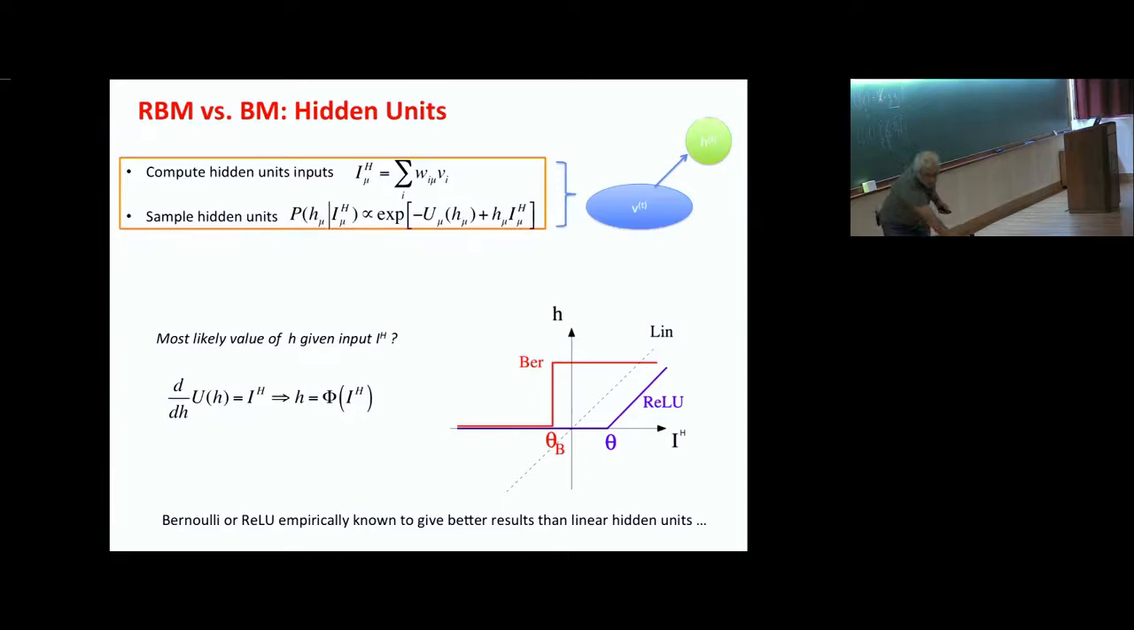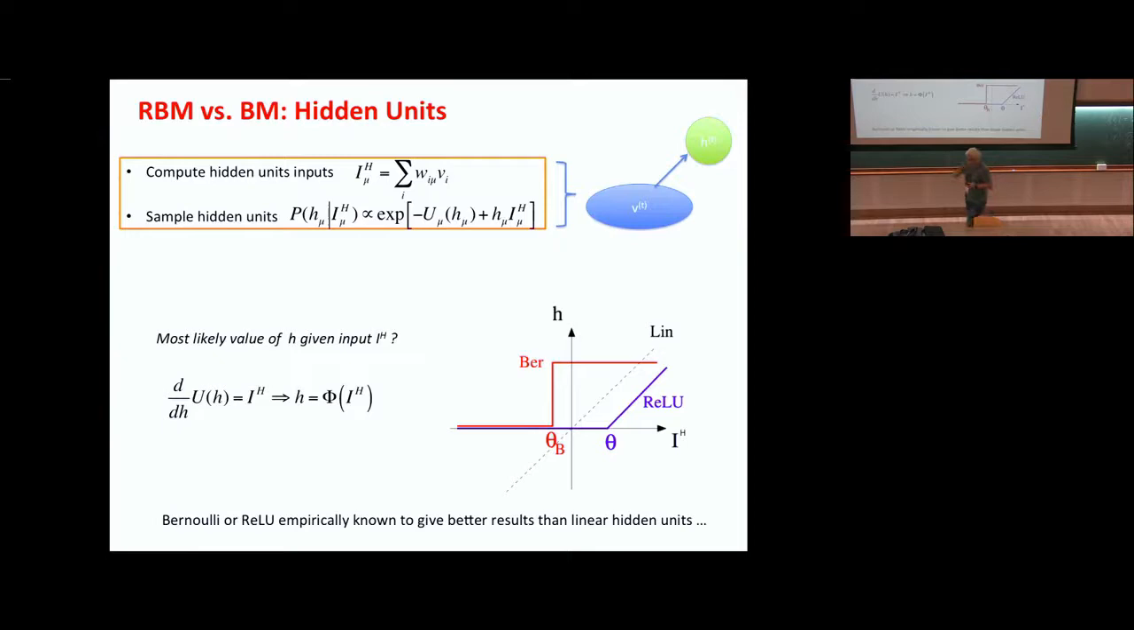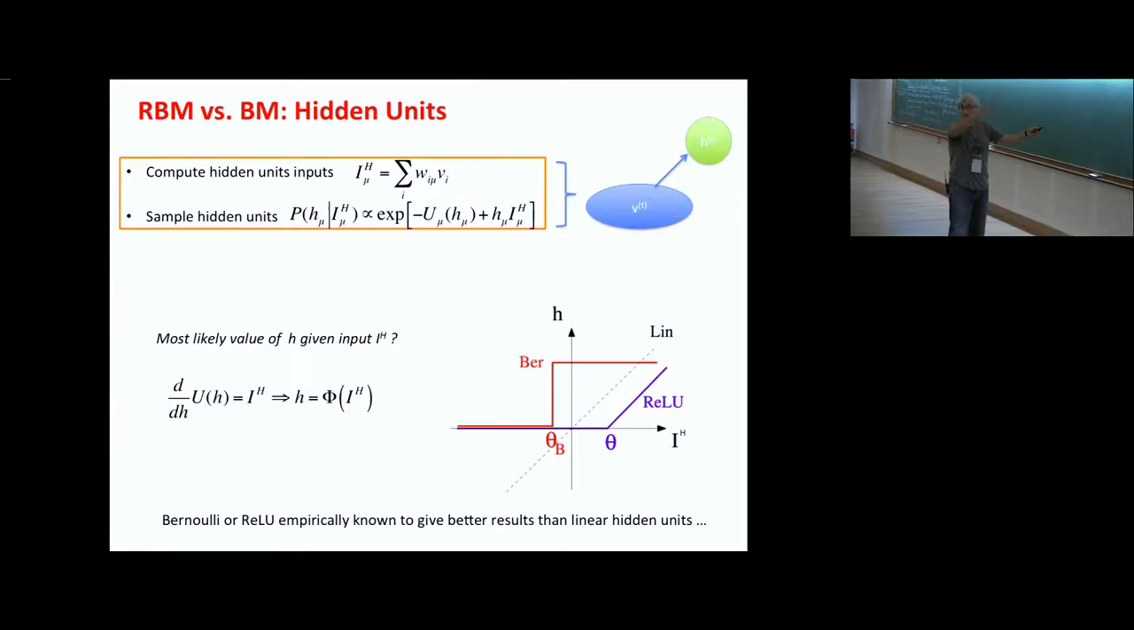So for instance, suppose I am freezing the visible unit configuration, and I'm looking at the hidden units. So I want to sample H mu from this distribution, right? This is what I explained before. This distribution will have some top value, so it will be maximal for some H mu, which maximizes the exponent here. Let me see where the maximum is. It's when the derivative of U with respect to H is equal to I, the input, which corresponds to this thing here. Or you can invert this relation, and that gives H as a function of the input, right?